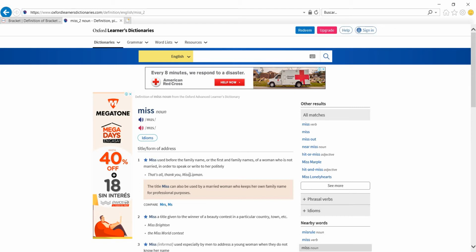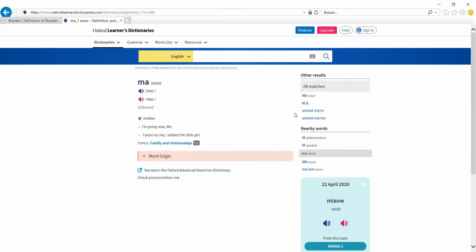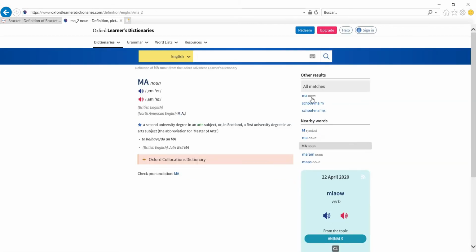The same goes for an MA, a Master of Arts in certain areas, in linguistics, for example, right? An MA, American English will take periods in American English, right?